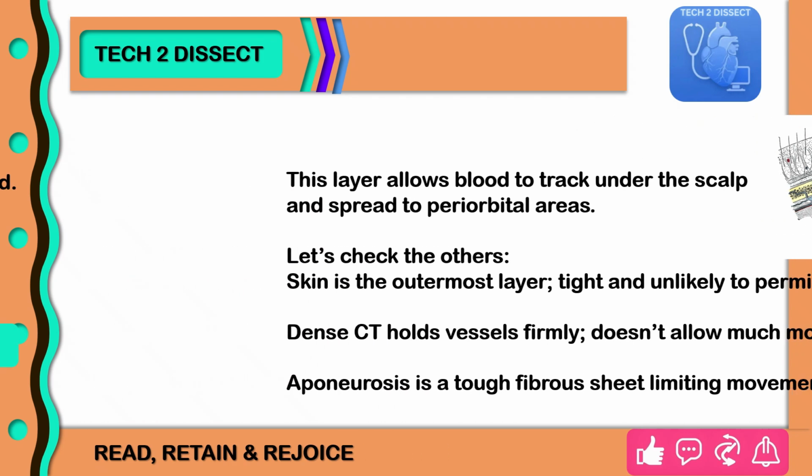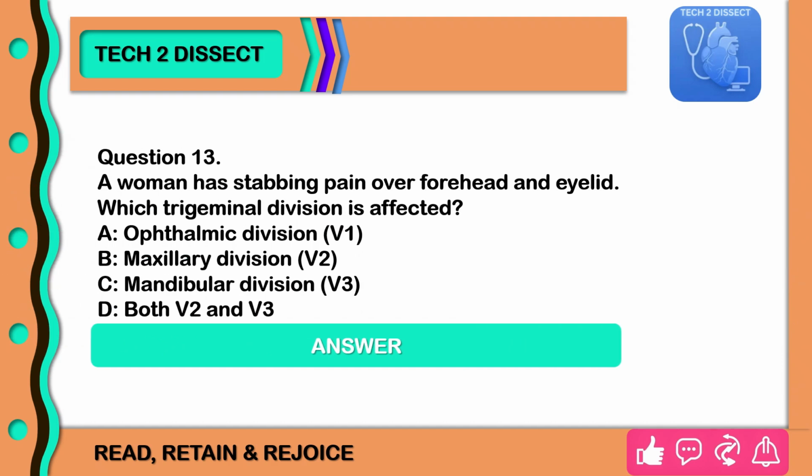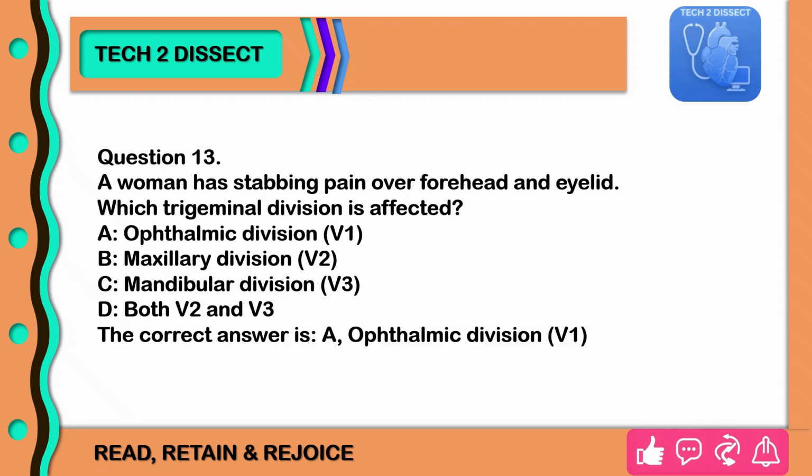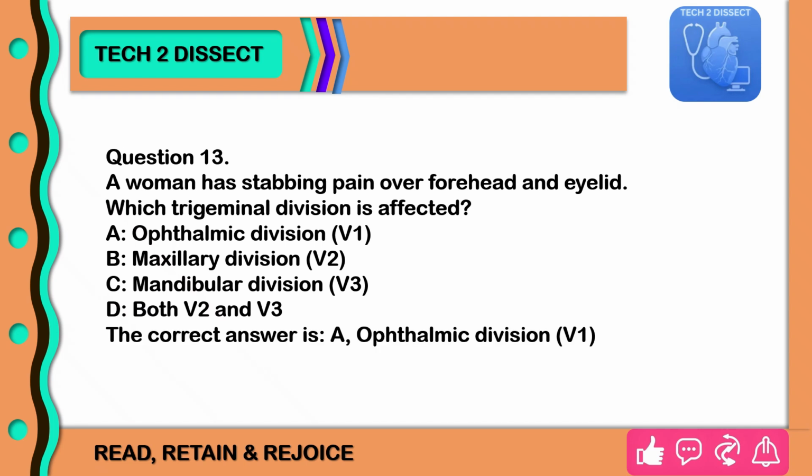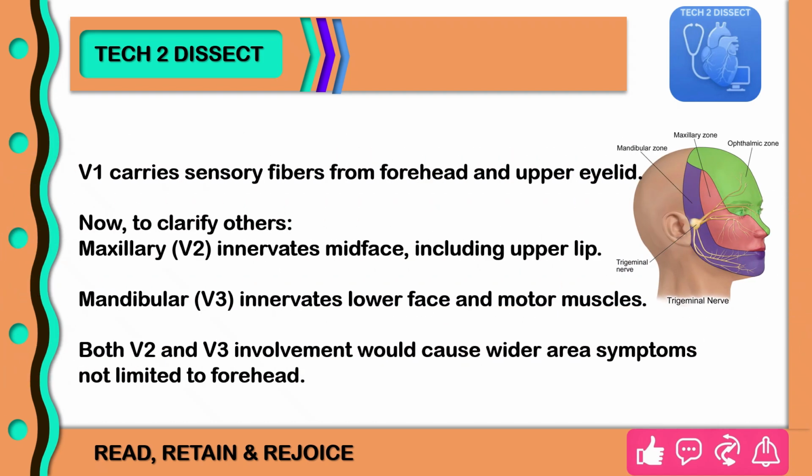Question 13. A woman has stabbing pain over forehead and eyelid. Which trigeminal division is affected? A. Ophthalmic division, V1. B. Maxillary division, V2. C. Mandibular division, V3. D. Both V2 and V3. The correct answer is A. Ophthalmic division, V1. V1 carries sensory fibers from forehead and upper eyelid.